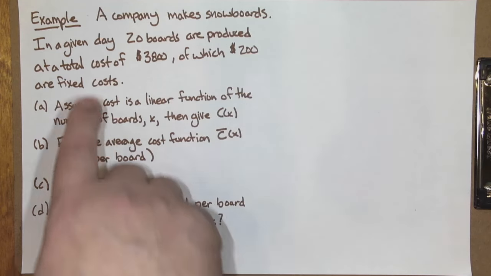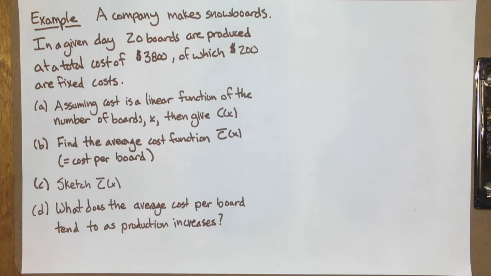So we have a company that makes snowboards. That sounds cool. In a given day, 20 boards are produced at a total cost of $3,800, of which $200 are fixed cost. And we have a bunch of things to do here. So part A. Assuming cost is a linear function of the number of boards, x, then give C of x.